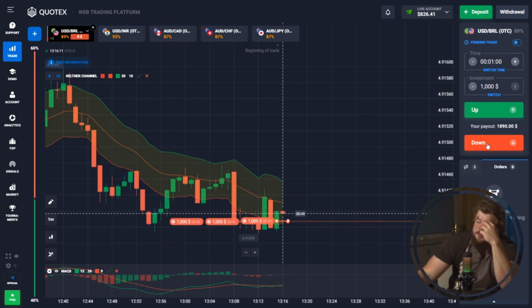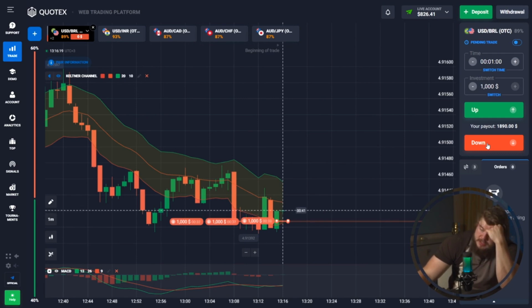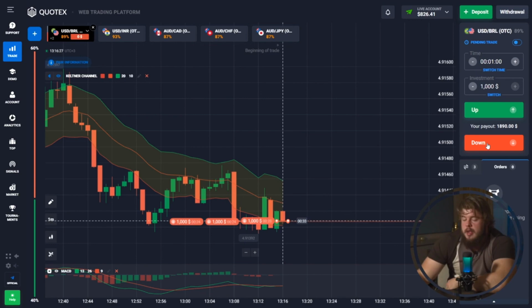Okay, so the same situation according to the MACD indicator. Green line is below the red one. For us, that's a signal to open sell positions, and we did it. Once again, we opened 3 sell positions with an investment of $1,000 each one, and that's it.